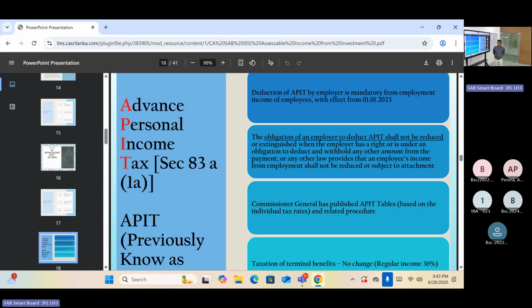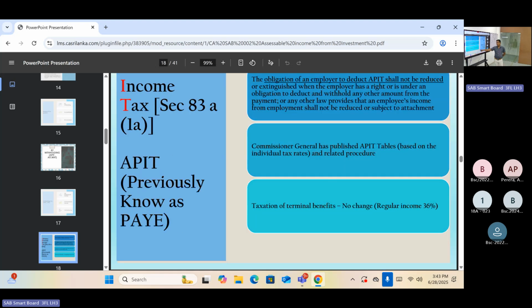They have given a guideline related to the procedure. Right? Taxation of terminal benefit, that is on the retirement benefit. Employment income has two parts: regular profit, monthly regular profit, and terminal benefit. So that is also applicable. Right? So you learned employment income previously, right? Yeah.